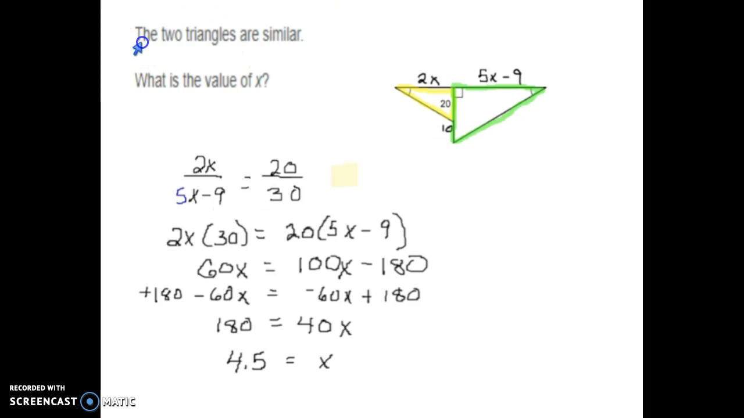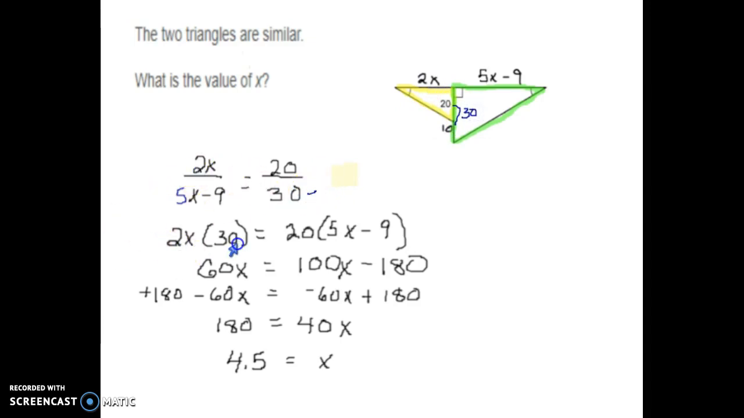This one says the two triangles are similar. What is the value of x? And so this time we've got a variable for x. We can still set up our proportion. We know that 2x, this side of the triangle, corresponds to this side, 5x minus 9, and it corresponds to this side of the triangle, 20, and then this whole side, you'll have to use the segment addition postulate and add. 20 and 10 give you 30, so that's where that came from.